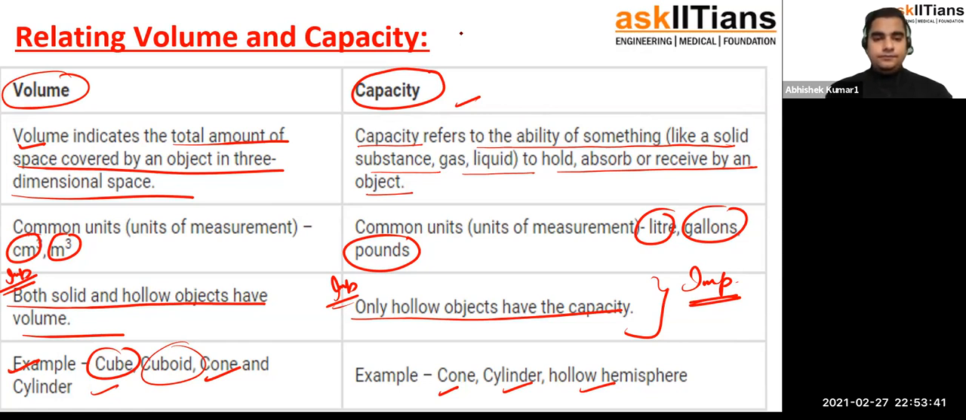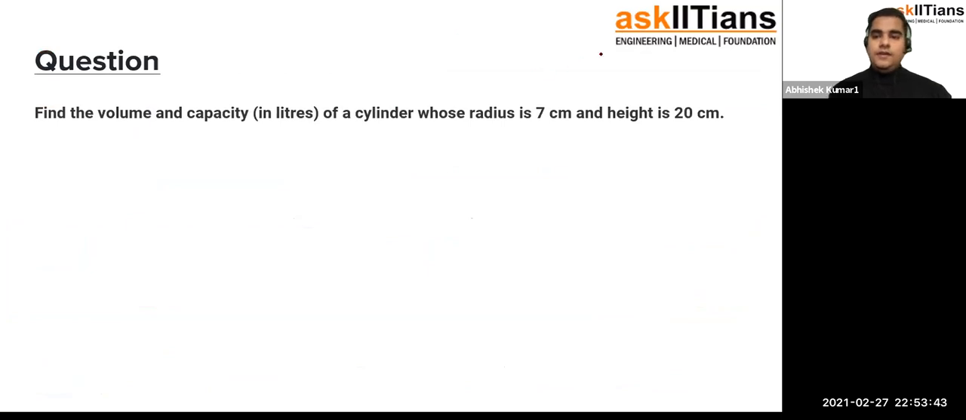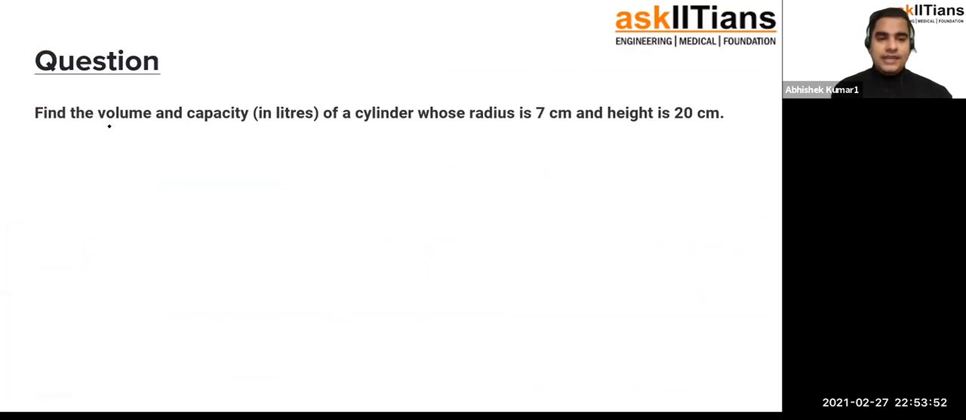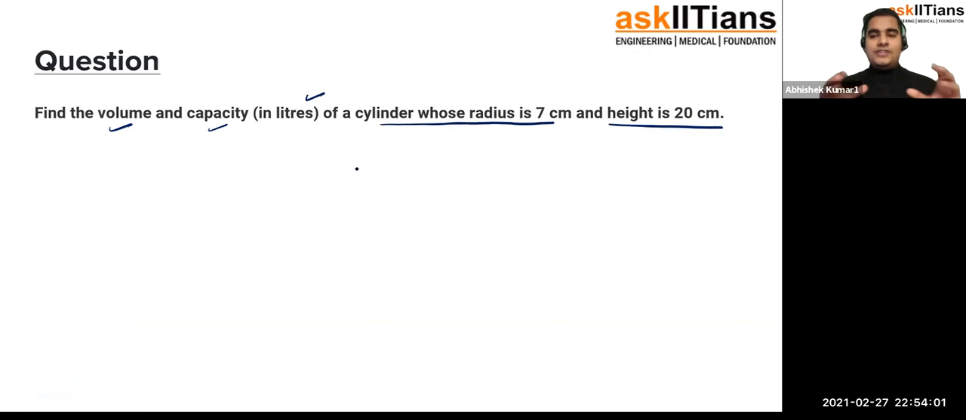Is it done? Okay. So now what do we have? We have one problem. What does it say? You have to find volume and capacity, in liters, of a cylinder whose radius is 7 centimeter and height is 20 centimeter. In case of a cylinder, the volume and capacity are going to be the same thing. That's a very important point to note. And we all know the formula for the volume of a cylinder.